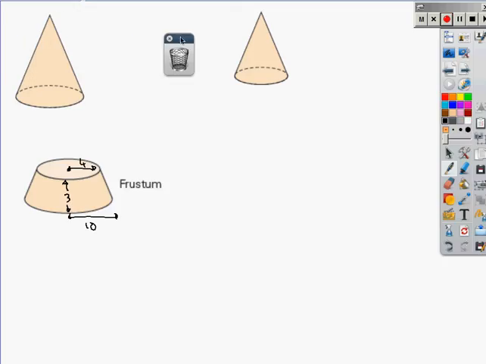Now, looking at our large cone, we know that the height was 5, and the base radius was 10. And in our small cone, we know that this height was 2, and our radius was 4. Okay, so let's start off by finding out the surface area, the curved surface area of the large cone. So the curved surface area we know is equal to pi times r times L. So r is 10, but what's L? Because this length here is my L.